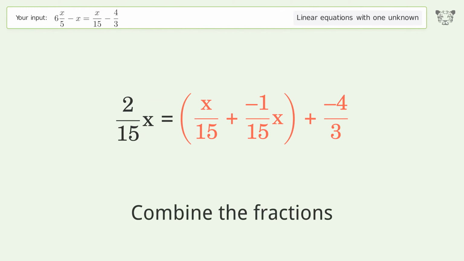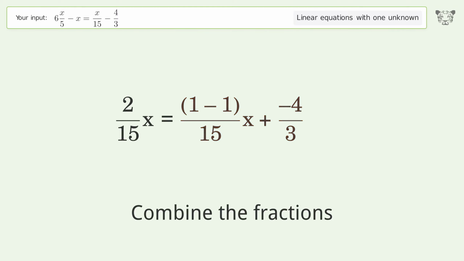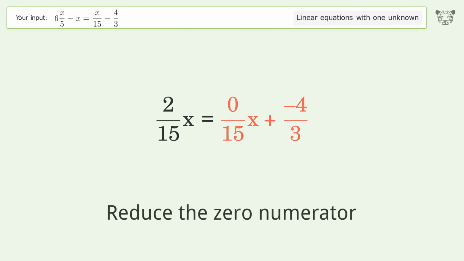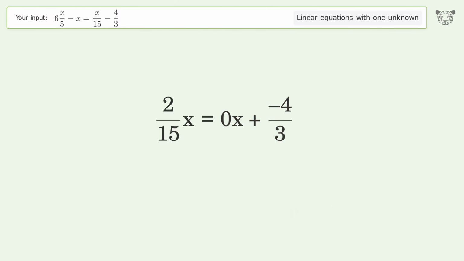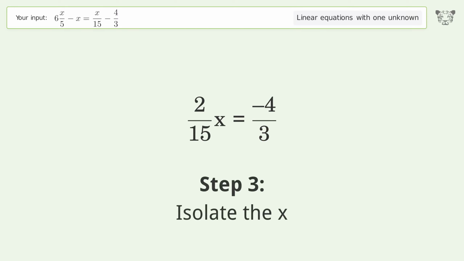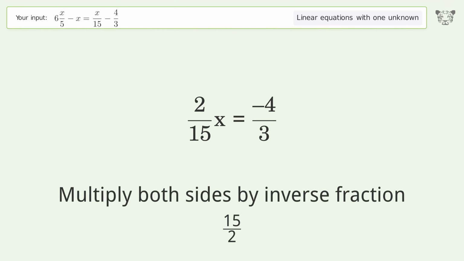Combine the fractions. Combine the numerators. Reduce the zero numerator. Simplify the arithmetic. Isolate the x. Multiply both sides by inverse fraction 15/2.